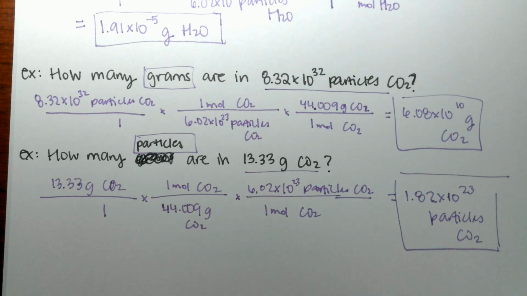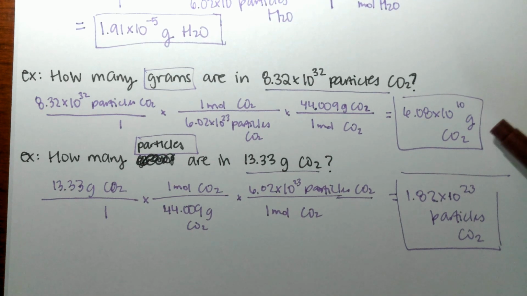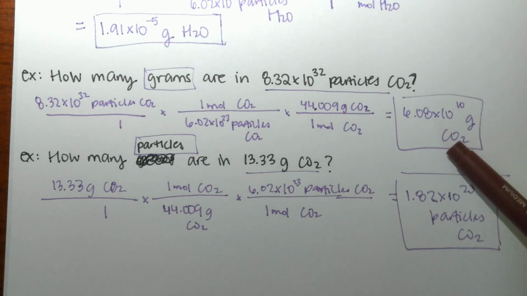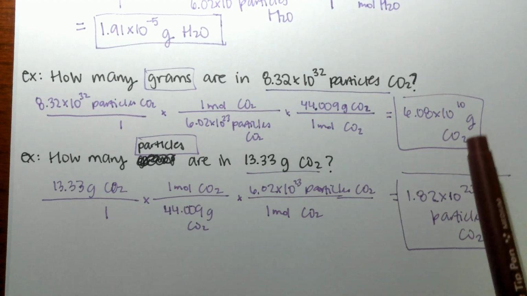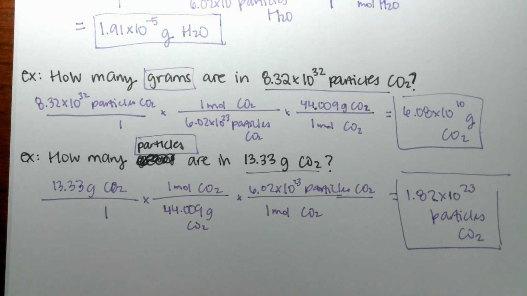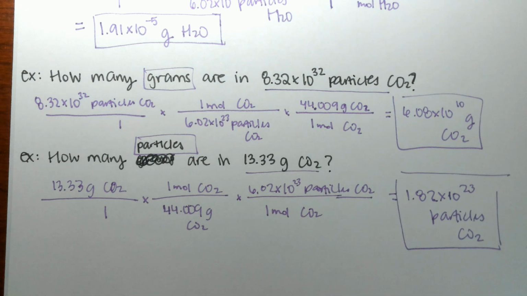Okay, so these are your final answers for these problems. The first one is 6.08 times 10 to the power of 10 grams of CO2. That is a lot, because if you think about it, this is a lot of particles of carbon dioxide, and that leaves you with a lot of grams. And then same thing here, other way around, you end up with 1.82 times 10 to the power of 23 particles of CO2. So that wraps up the two-step mole conversions, doing two ways.